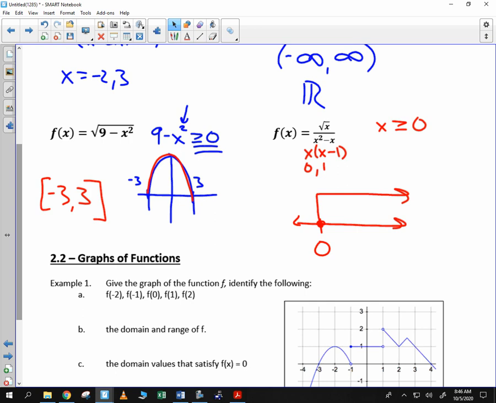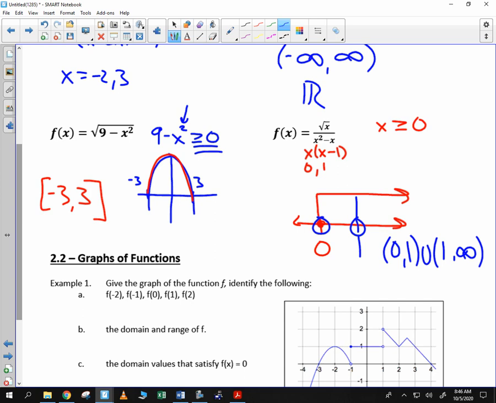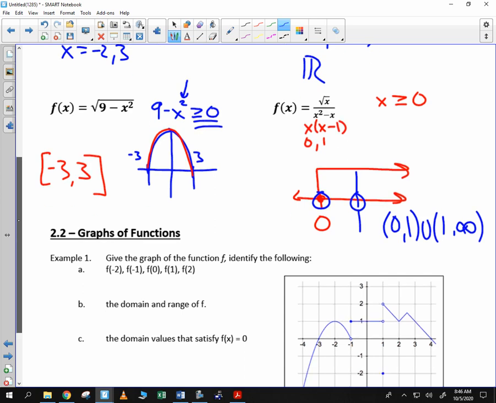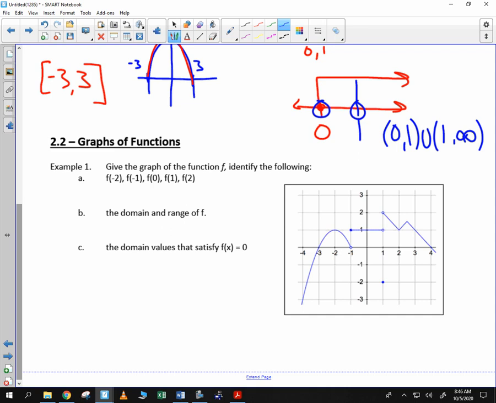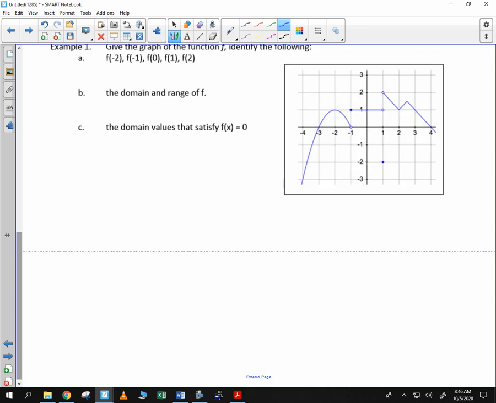But then we know that x can't be 0 and it can't be 1. So you actually have to open up the circles on those. So the domain becomes 0 to 1, union 1 to infinity. So you should be ready for really any domain problems. And if you're confused about that, please come and see me or reach out and let's do a Google Meet.